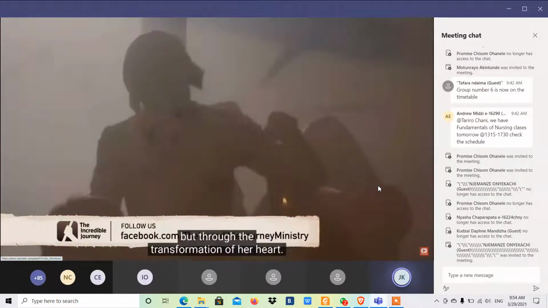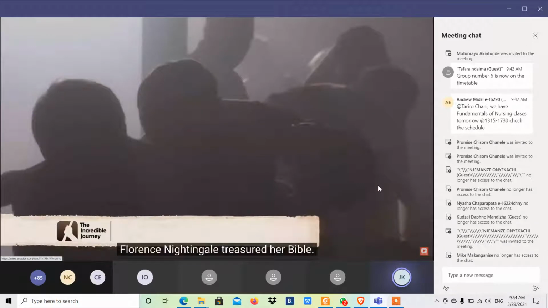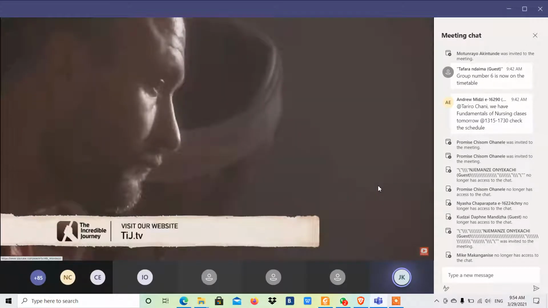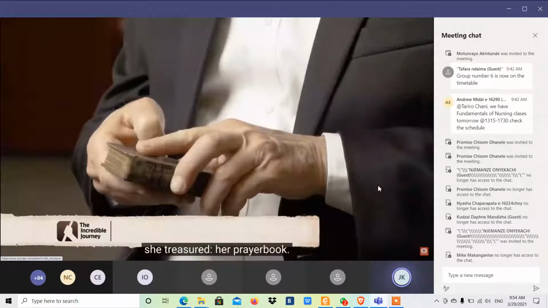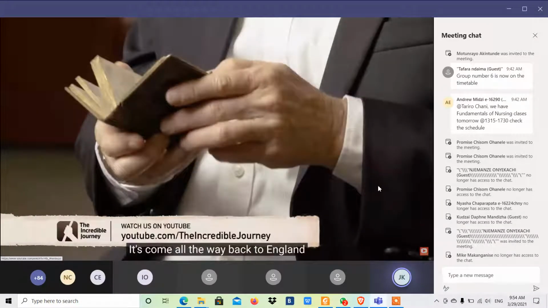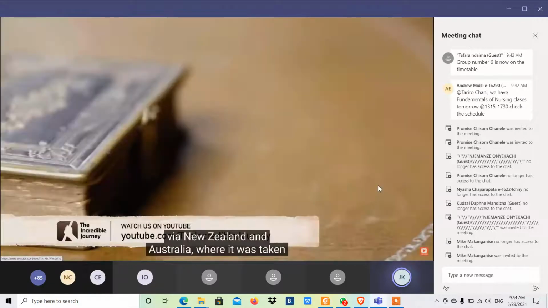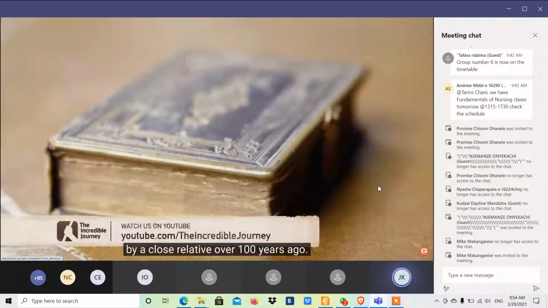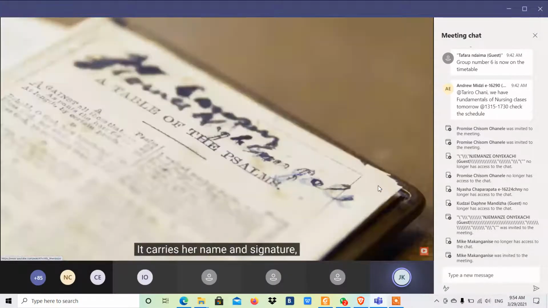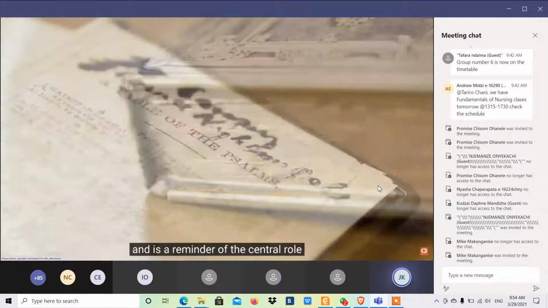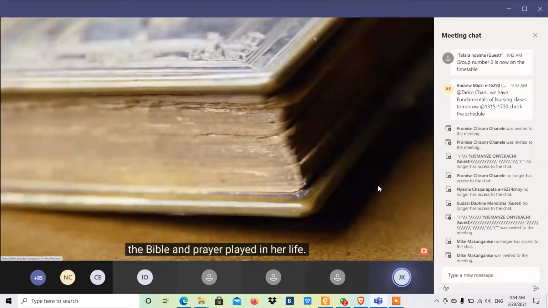Florence Nightingale treasured her Bible. And this is another possession she treasured, her prayer book. It's come all the way back to England via New Zealand and Australia, where it was taken by a close relative over 100 years ago. It carries her name and signature and is a reminder of the central role the Bible and prayer played in her life. In everything, Florence Nightingale tried to follow Jesus.